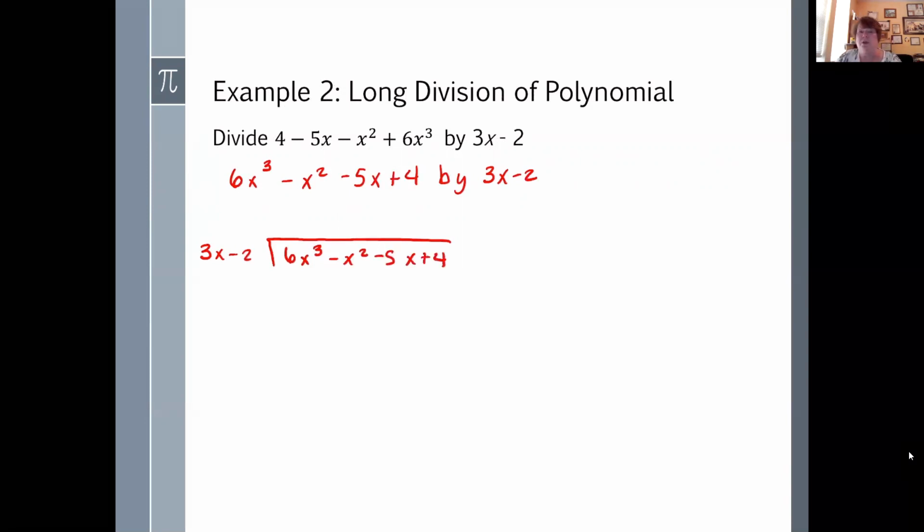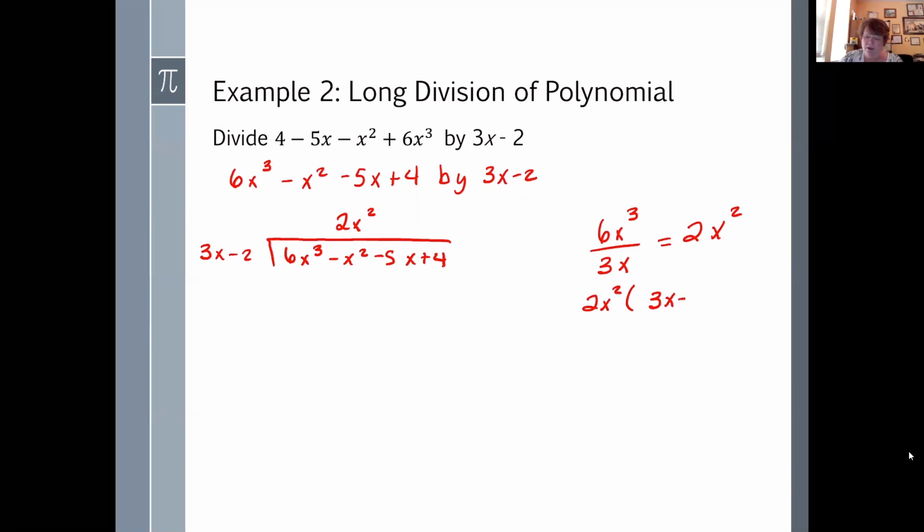All right, so to determine the first term in my quotient, I take the first term in my dividend and divide it by the first term in my divisor. 3 will go into 6 twice. X to the third divided by x is x squared. So the first term in my quotient is 2x squared. I take that first term in my quotient, I multiply it by every term in my divisor. So that's going to be what? 6x to the third minus 4x squared. And we write that under our dividend.